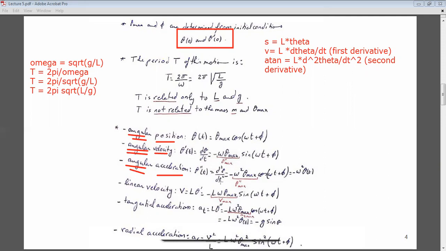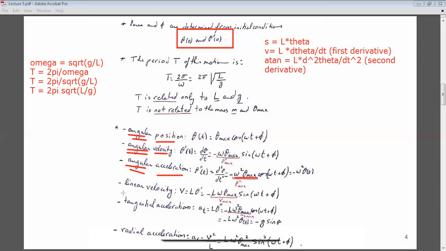Okay, now I take the second derivative, just as I did with the x in the mass-spring system. Again, the derivative of the sine is a cosine. The omega jumps outside, so I have minus omega squared theta maximum, and this omega squared theta maximum is theta double prime maximum, that is the maximum angular acceleration.